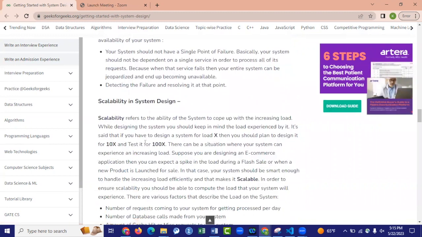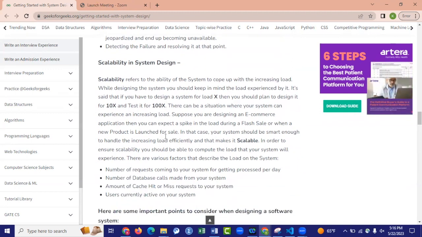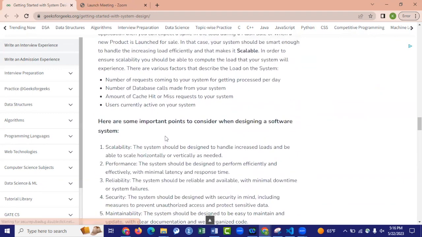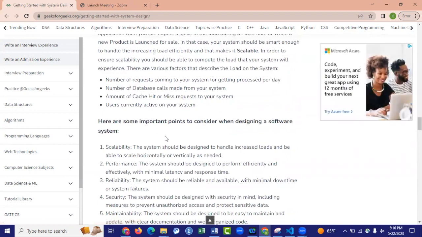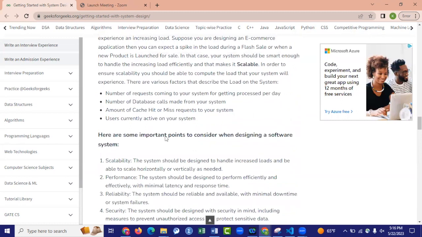Similarly, scalability. When designing the system, you need to keep in mind the load experienced by it. It is said you have to design a system for load X, then you should plan and design it for 10 times and test it for 100 times. Like the number of requests coming to a system and getting processed per day, number of database calls that are being made, number of cache hits and misses, requests to a system, and users currently active in the system.